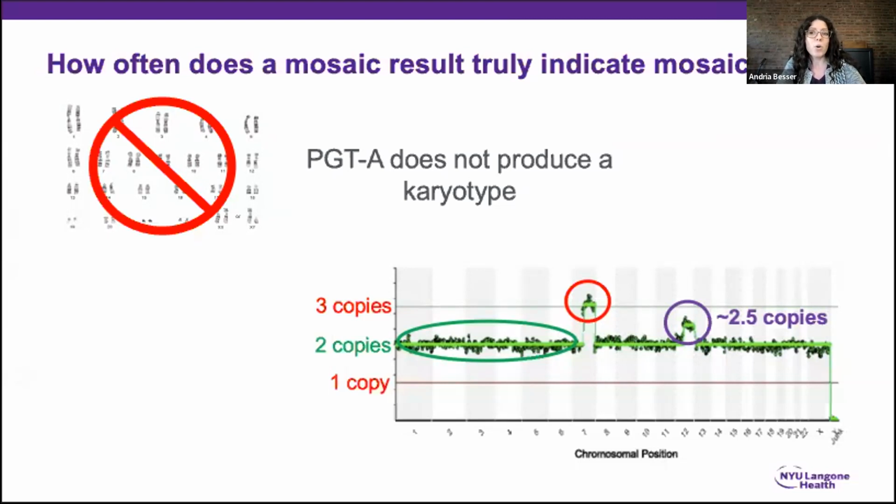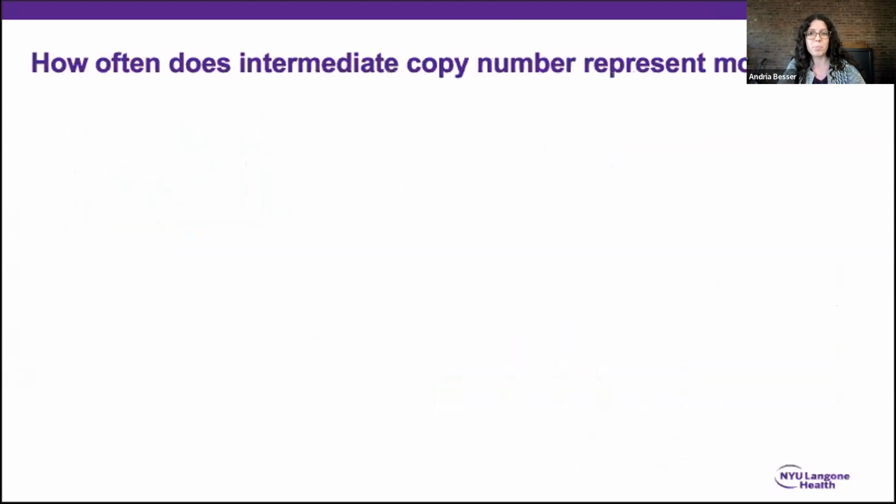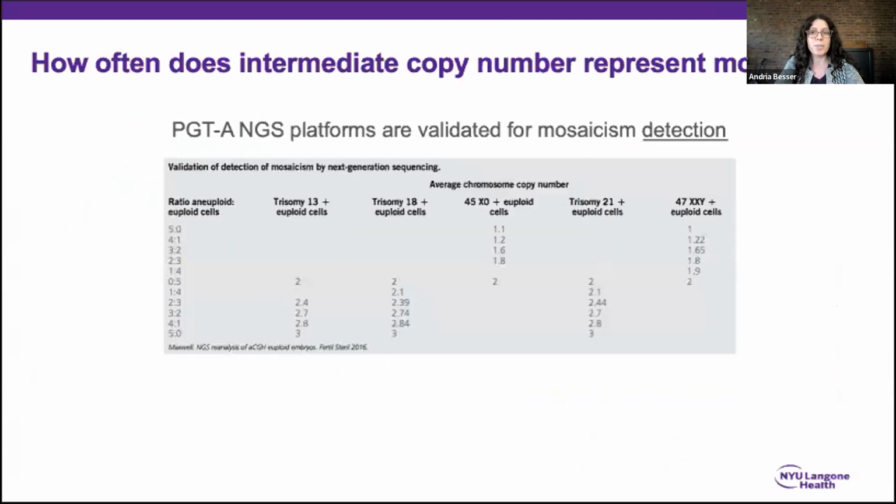So PGTA overall can't directly detect mosaicism. What it's detecting is this intermediate copy number. So the question really becomes, how often does an intermediate copy number represent mosaicism? Well, the way that these results have been validated is using these dilution or these mixing experiments, where they take known euploid and known aneuploid cell lines and mix them together in different ratios, and then look at the copy number output.